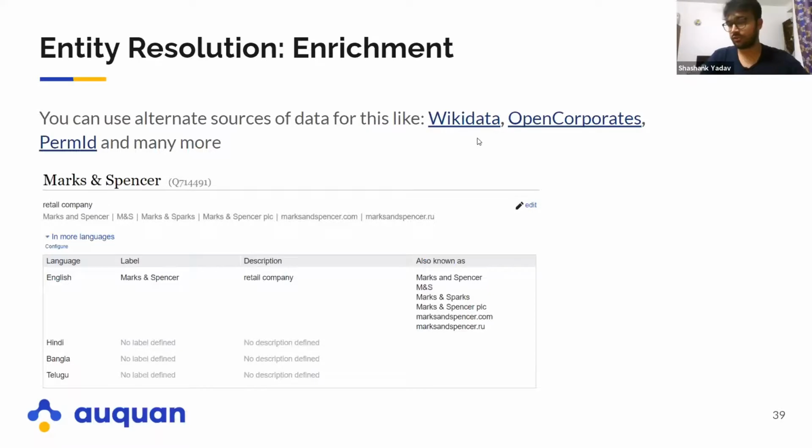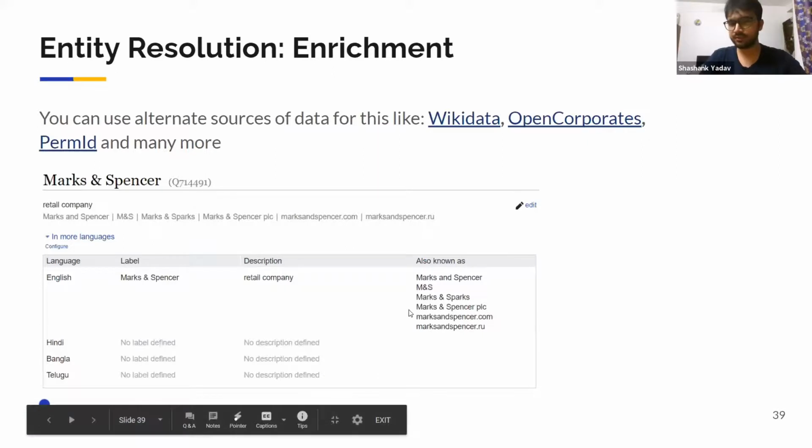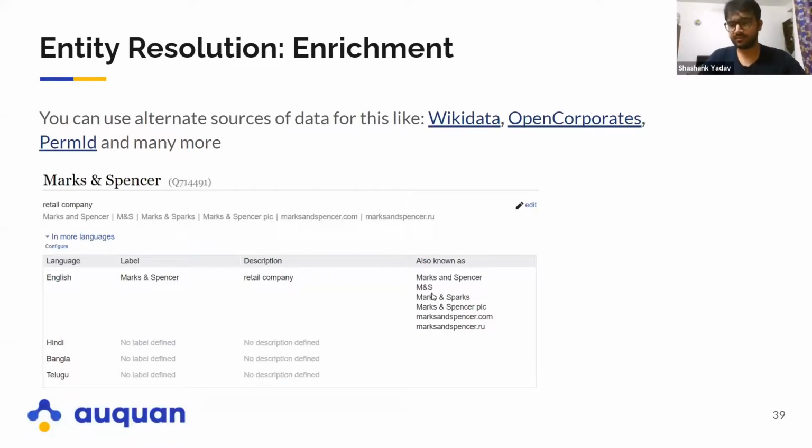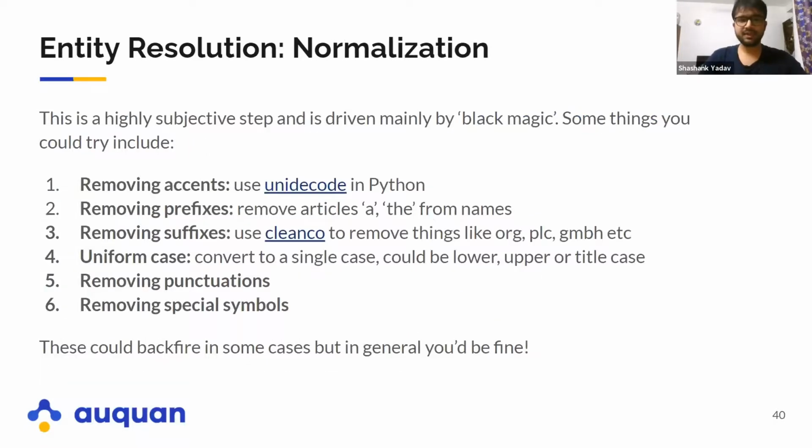There are lots of open databases that you can go to. You can obtain all the alternate names for each of the companies, and then you can simply add them to your database. So here's an example for Marks and Spencer from Wikidata, which is openly available. Here we see that MNS is mentioned as an alternate name for Marks and Spencer. So just take the names from here, add them to your database, and you're good to go. Yeah, one of the problems is solved. Let's move on to the other ones.